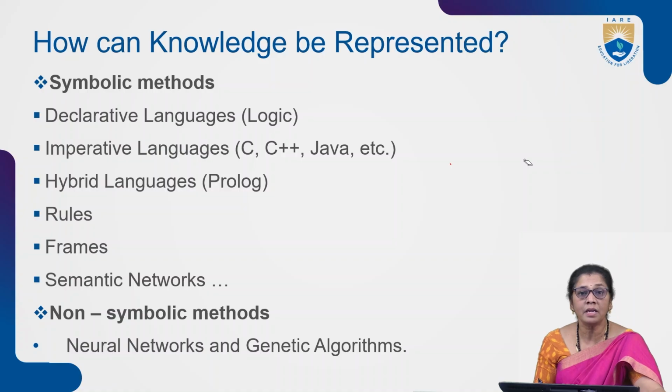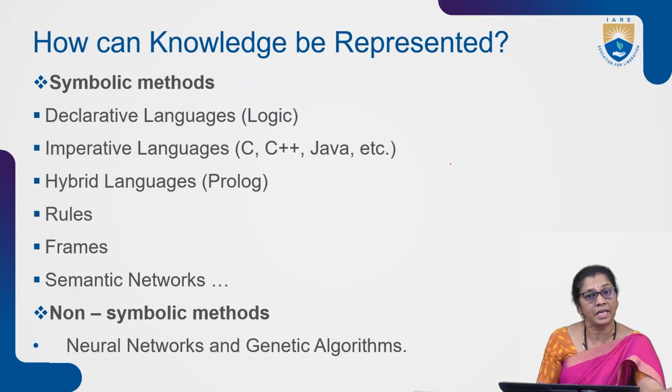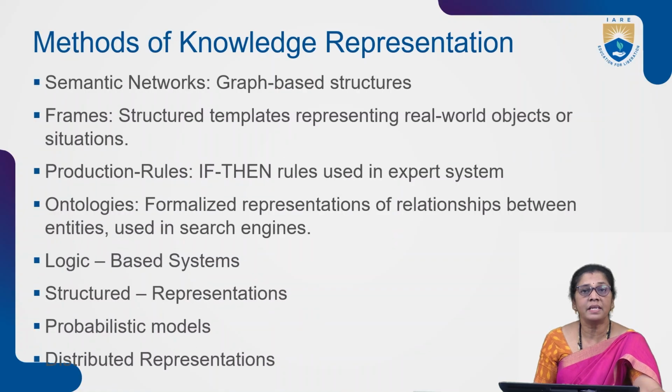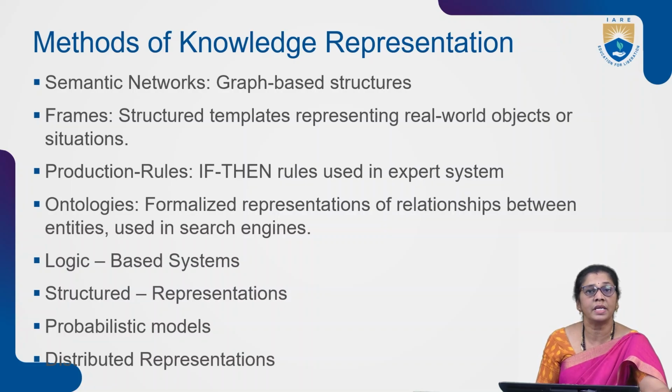For example, there are neural networks and genetic algorithms. Semantic networks, these are graph-based structures, frames. This is just defining what here. What are the different terminologies here? Frames are structured templates representing real-world objects or situations. Production rules, as I said, are if-then rules used in expert systems.